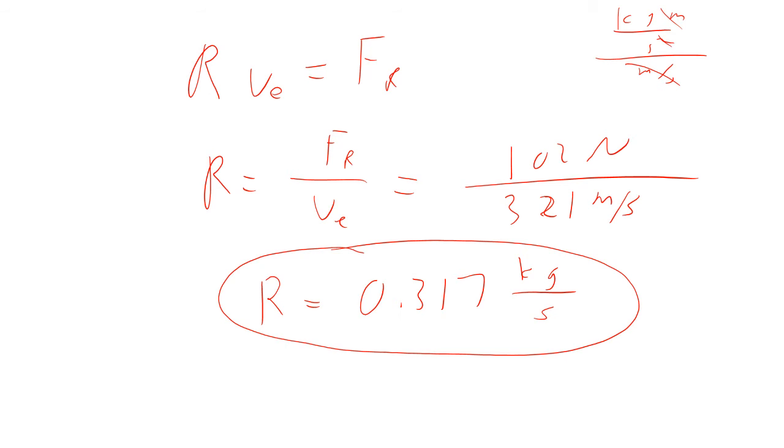So that is the rate of propellant burned and expelled, a little bit less than a third of a kilogram per second. And so that gives you the kind of rocket motor you'd have to purchase for that particular rocket.